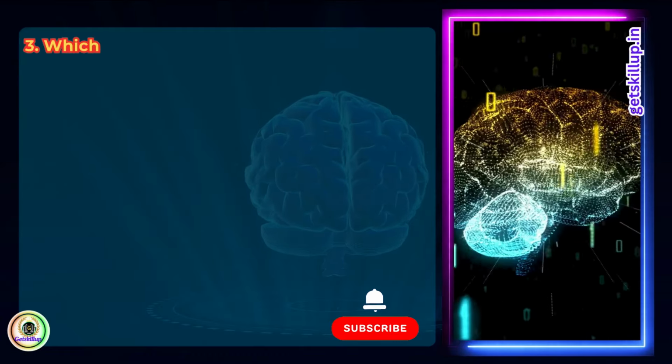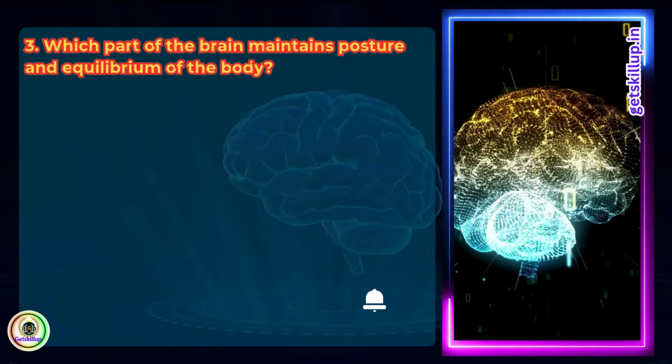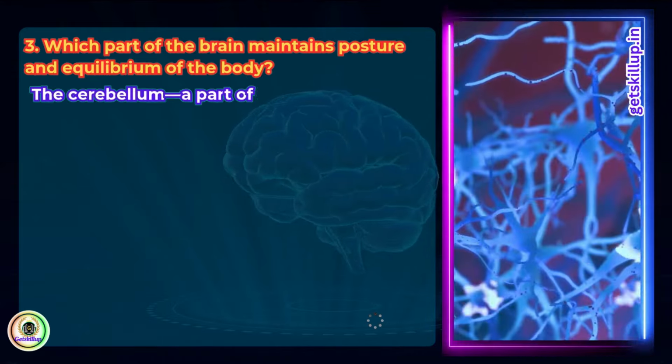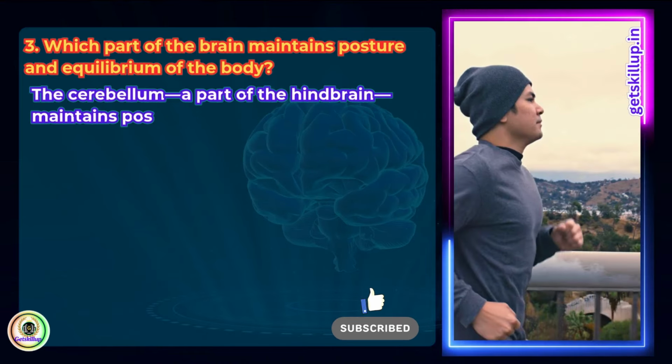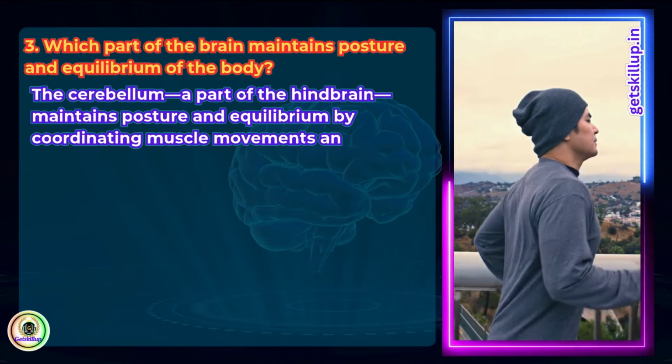Question 3. Which part of the brain maintains posture and equilibrium of the body? Answer. The cerebellum, a part of the hindbrain, maintains posture and equilibrium by coordinating muscle movements and balance.